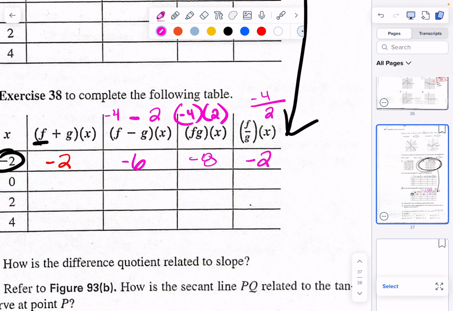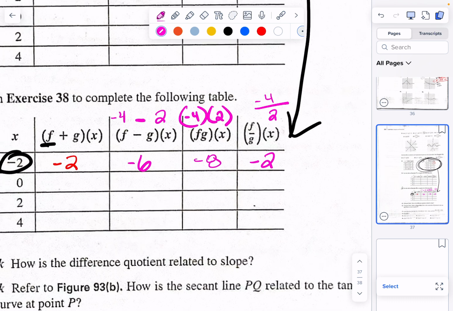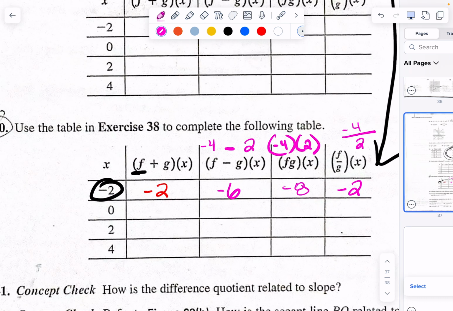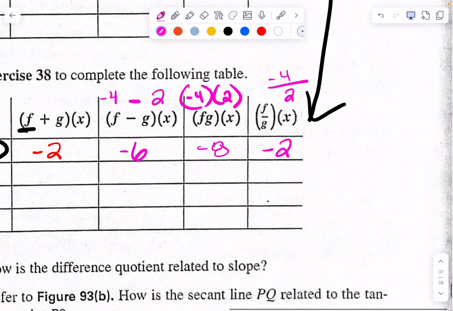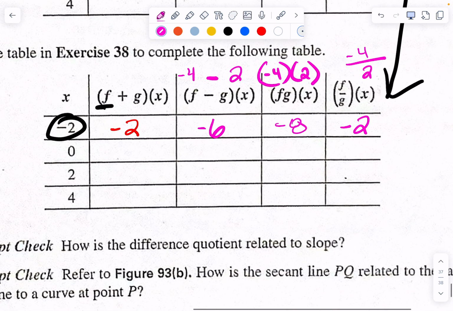Some of these might end up being disgusting fractions, and that's fine. You just leave them as fractions. I'm going to guess some of them will end up undefined if you're dividing by 0. But that's how you fill that table in.